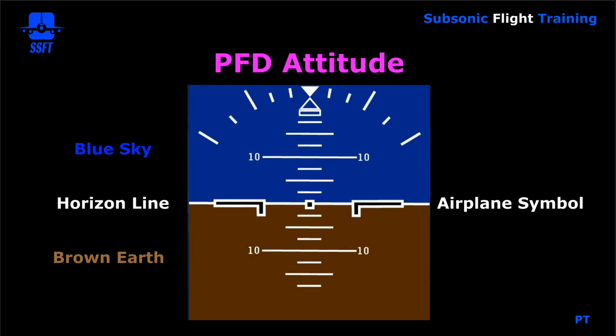On the attitude display, you have blue representing blue sky, brown representing brown earth, and a white line representing the horizon line. The airplane symbol represents the attitude of the aircraft. At the top of the display, you have a bank scale along with a bank indicator, along with a slip skid indicator.